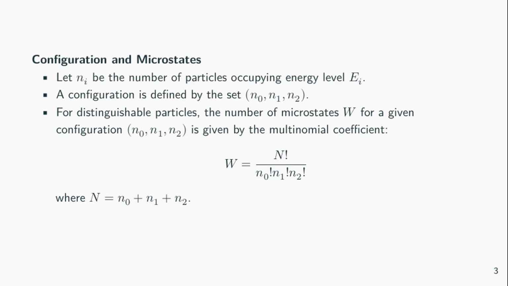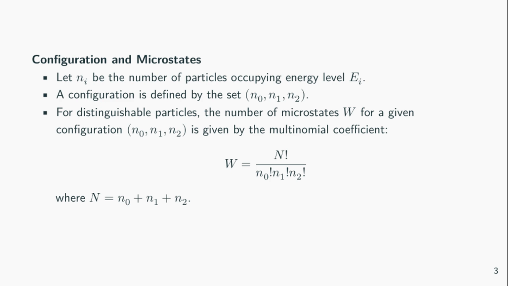Now, how do we think about this? We can describe any arrangement by saying how many particles are in each energy level. Let's use n sub i to represent the number of particles occupying energy level E sub i. So n0 is the number of particles at energy 0, n1 is the number of particles at energy epsilon, and n2 is the number of particles at energy 2 epsilon.